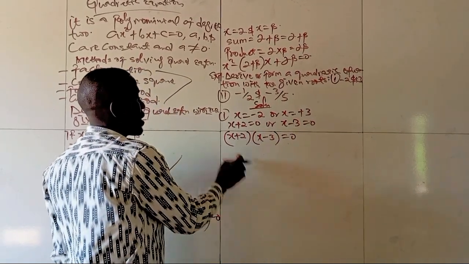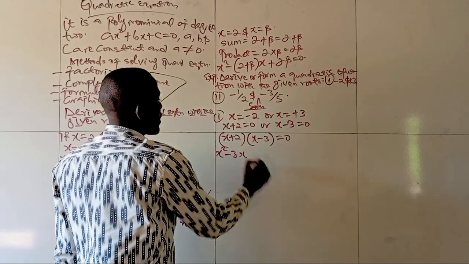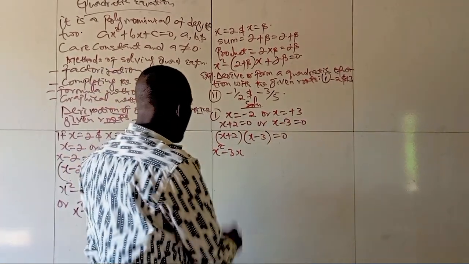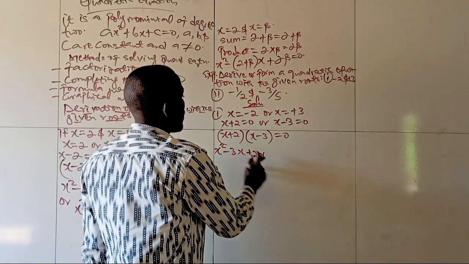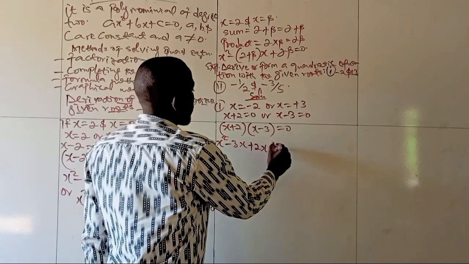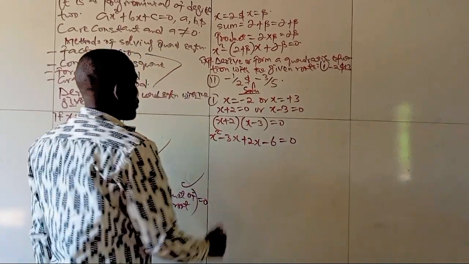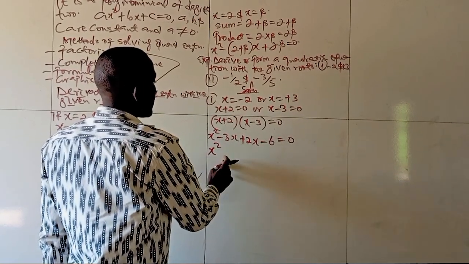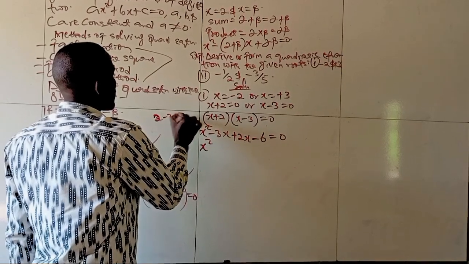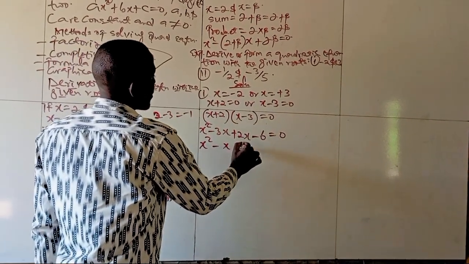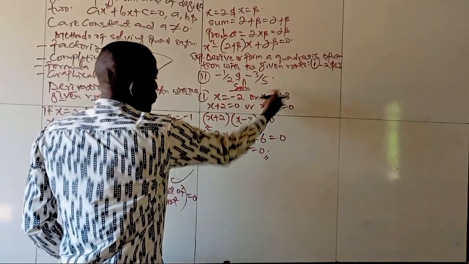Then you expand the brackets. x times x gives you x squared. x times -3 gives you -3x. 2 times x gives us plus 2x. And then 2 times -3 gives us -6, all equal to 0. Now, when we collect like terms, -3x plus 2x is like saying 2 minus 3, which will be -1. So this will give us x squared minus x minus 6 equal to 0. This is the equation that we can derive with these given roots.